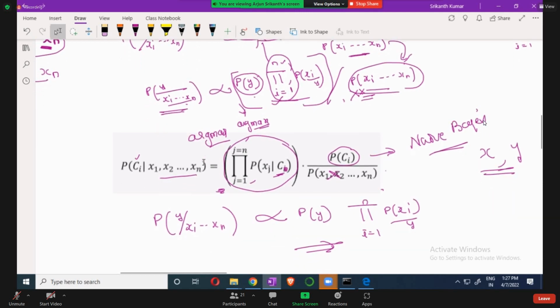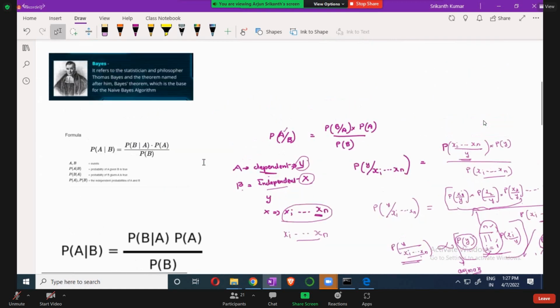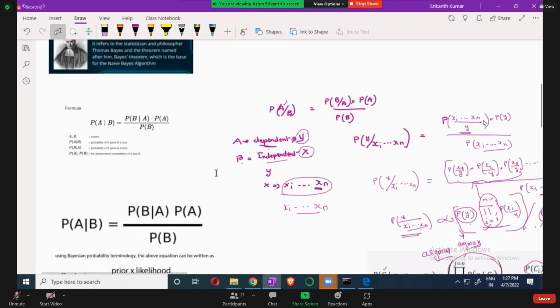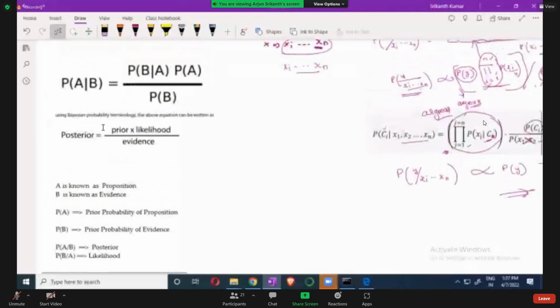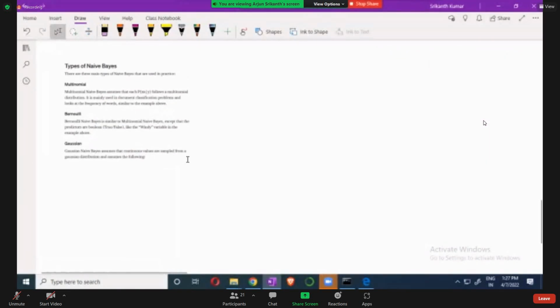Okay. Now this is just for your understanding. No one will ask you to derive the formula. Just for your understanding. They may ask you questions like this and all those things. Now you got the idea about Naive Bayes.